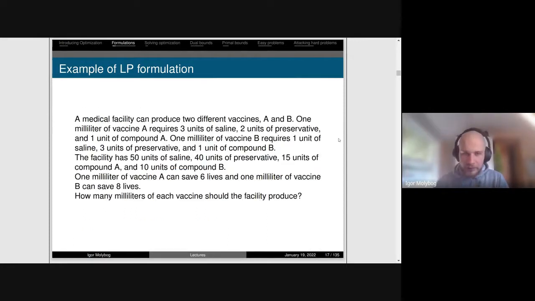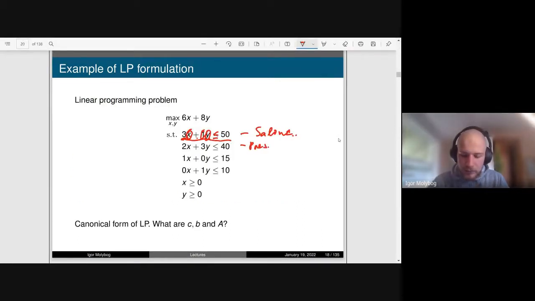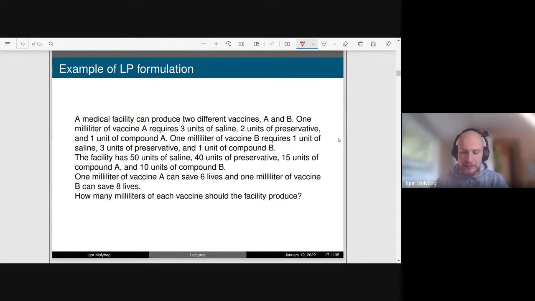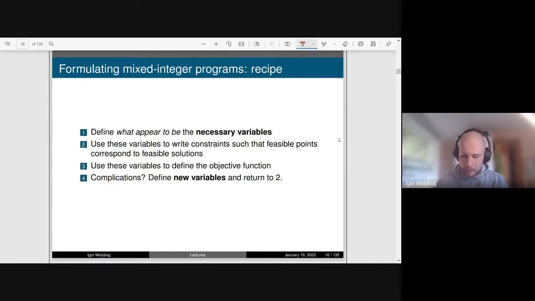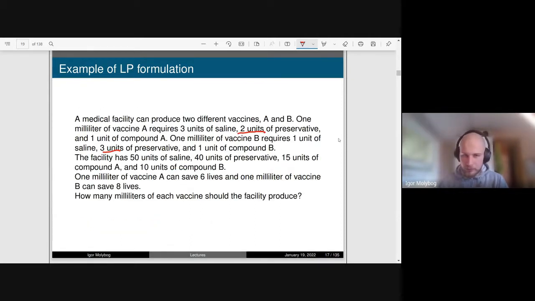Similarly, we write down the second constraint on the preservative. So we know that vaccine A uses 2 units of preservative, and vaccine B uses 3 units of preservative, and therefore we're going to have 2 times X plus 3 times Y. This is the total amount of preservative that we are using, given that we are producing X items of vaccine A and Y items of vaccine B, and this number is going to be less than or equal to 40, which is the total amount of preservative that we have available.